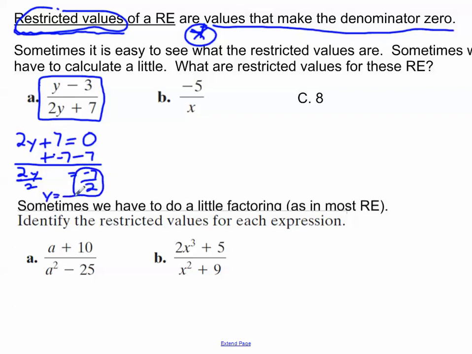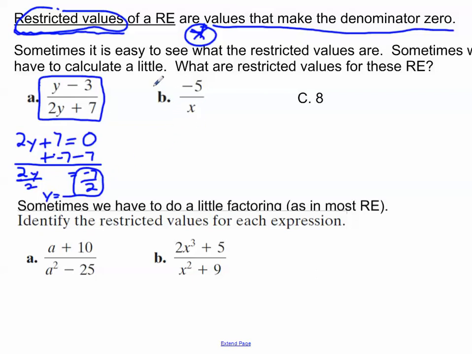And there's our restricted value for this equation, because if we substitute in negative 7/2, negative 7/2 times 2 is, the 2's cancel out, and we have negative 7. Negative 7 plus 7 is 0, and we've got a restricted value because we're dividing by 0 when y equals negative 7/2.